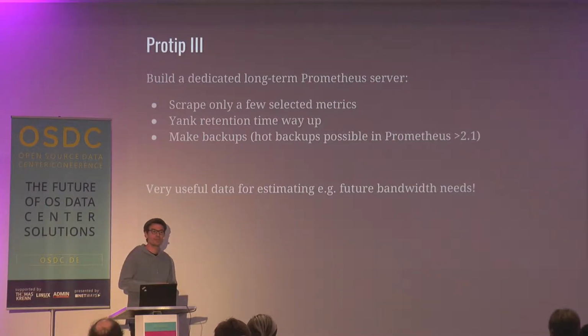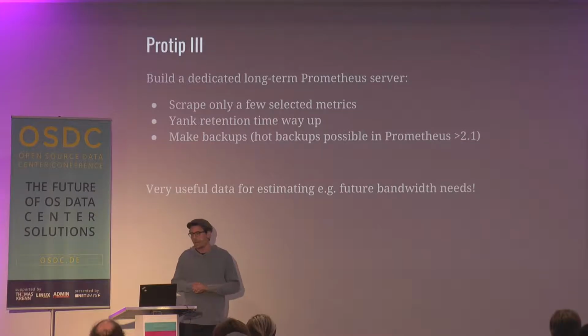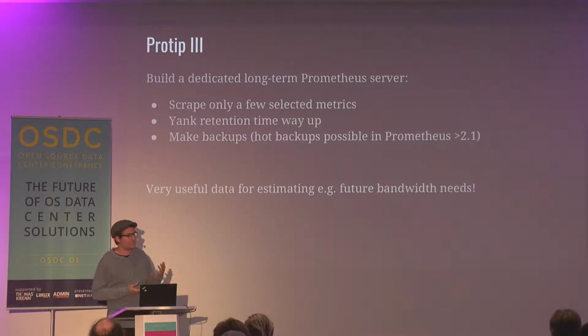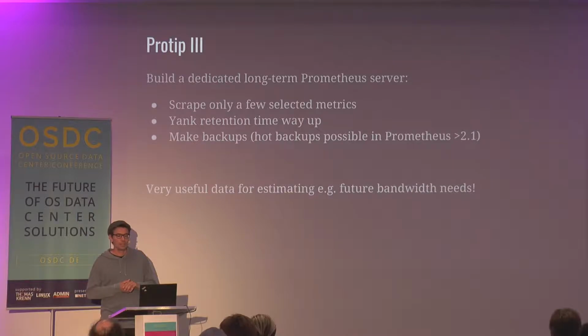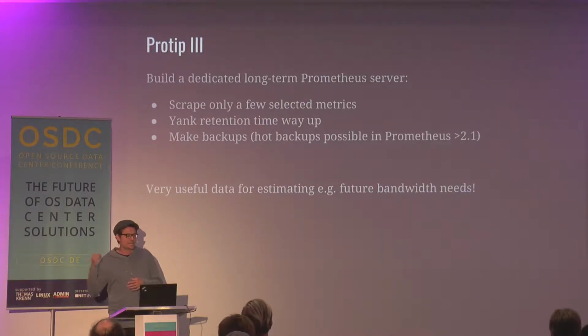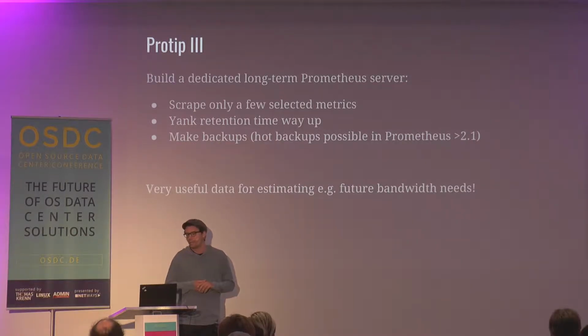So next pro tip, somewhat related to this exporter: why not build a dedicated long-term Prometheus server? Long-term data is not a primary concern for Prometheus, but there's a very simple workaround, actually. You just build a separate server from the one you're using for your primary monitoring, and you only scrape a very few selected metrics that you think might be interesting for long-term, and then it'll use very little disk space, so you just yank the retention time way up. Think like 2 years, for example.